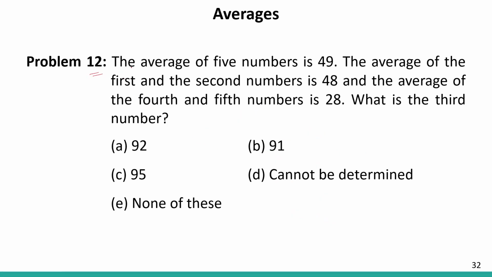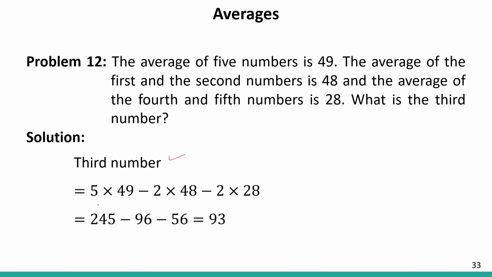So let's go forward with problem number 12. So the average of 5 numbers is 49, right? So the average of the first and the second numbers is 48. The average of the fourth and fifth numbers is 28. So what is the third number? Is it 92, 91, 95, or cannot be determined, or none of these?